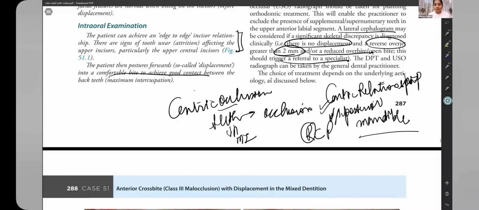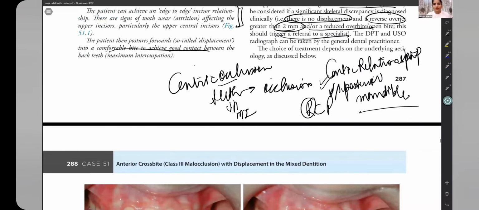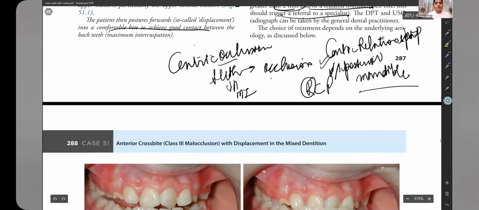For now, in this case, MI not coinciding with RCP, it being a habitual displacement, as a general dentist, you can manage it. Radiographs can still be taken by a general dentist. The choice of treatment depends on the underlying etiology, as discussed below.